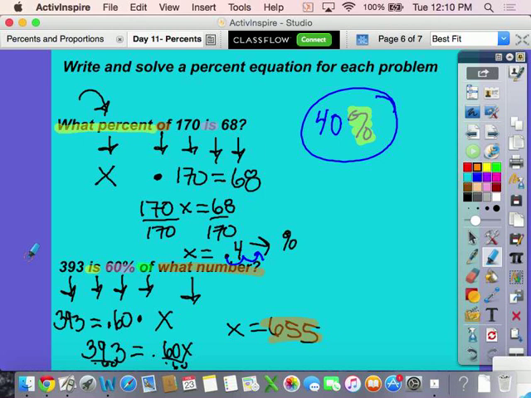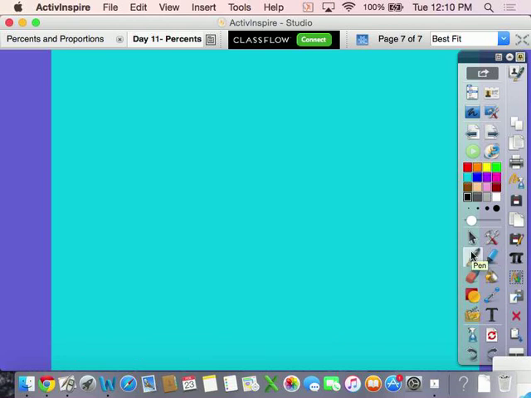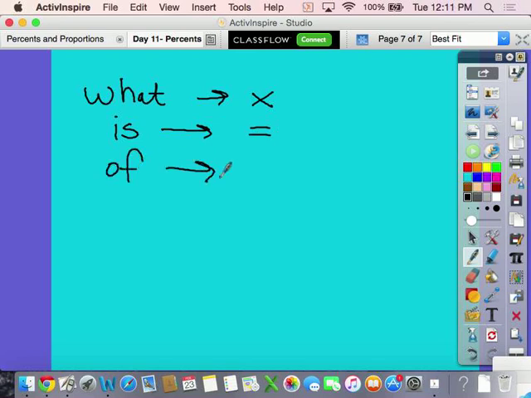All right? So, once again, we want to make sure that we understand which symbols to use. So when I see the word what, that's where I'm going to use my x. When I see the word is, that's where I'm going to use my equals. When I see the word of, that's where I'm going to use my multiplication sign, raised dot. And when I see a percent, I know that I'm going to rewrite it as a decimal.